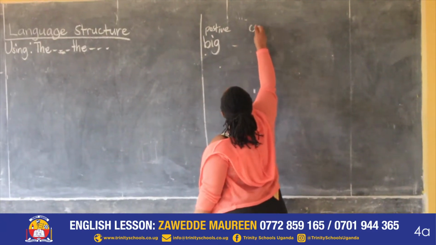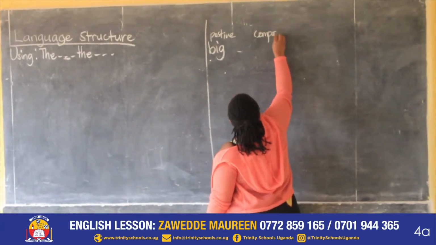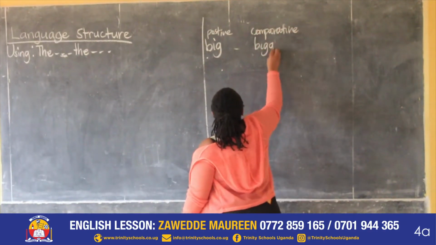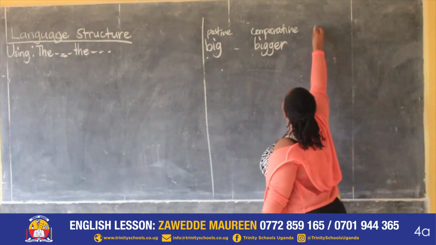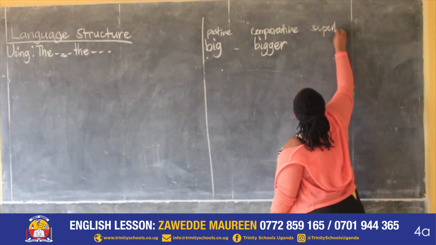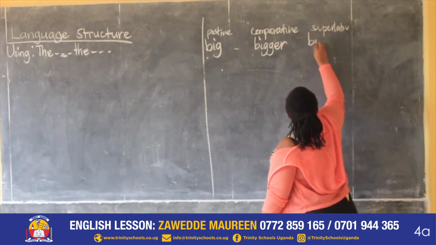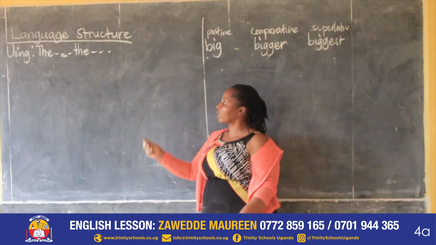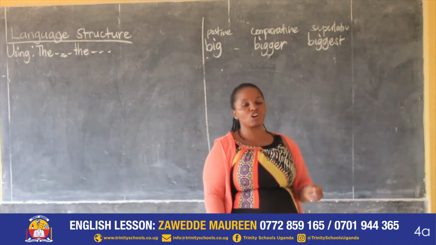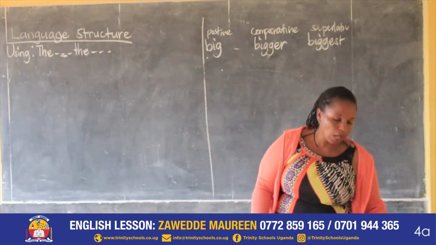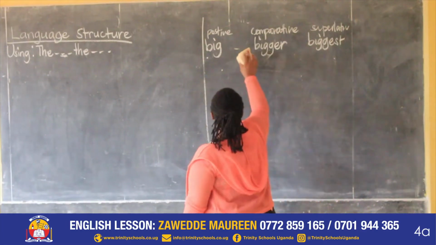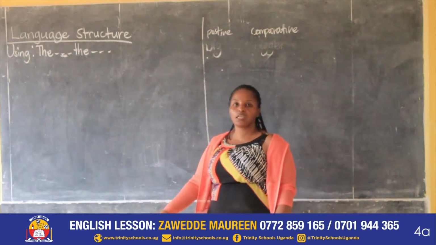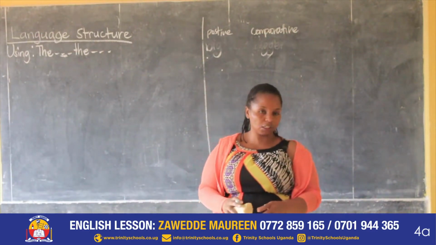When we go to the other form, which is called the comparative, this is just a reminder of what we did in primary 3: bigger. And the superlative is biggest. But with this structure, we are interested only in the comparative. So we are going to identify different adjectives and see how we form their comparatives.